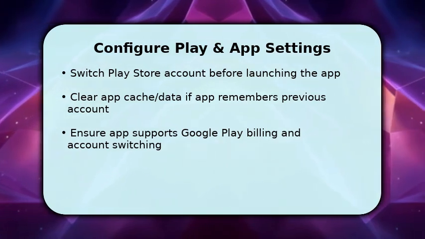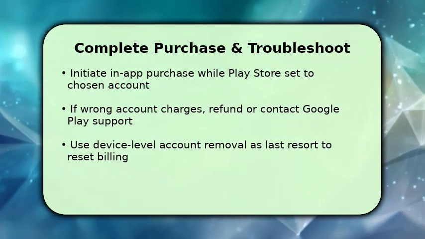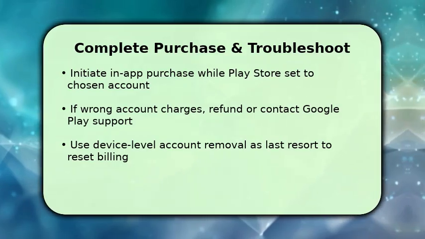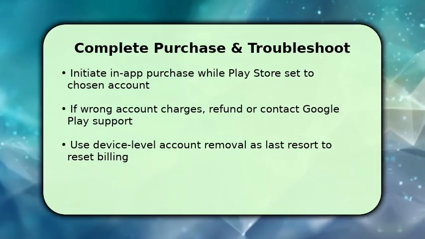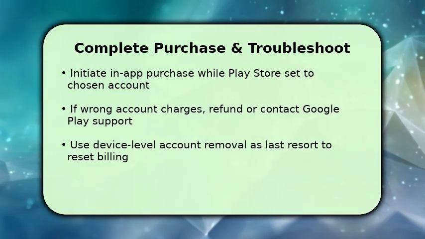Finish by making the actual in-app purchase with the Play Store set to your chosen account. Confirm the purchase prompt displays the correct email. If you see the wrong account or are charged incorrectly, stop and request a refund through Google Play Order History and make sure payment profiles aren't linked.